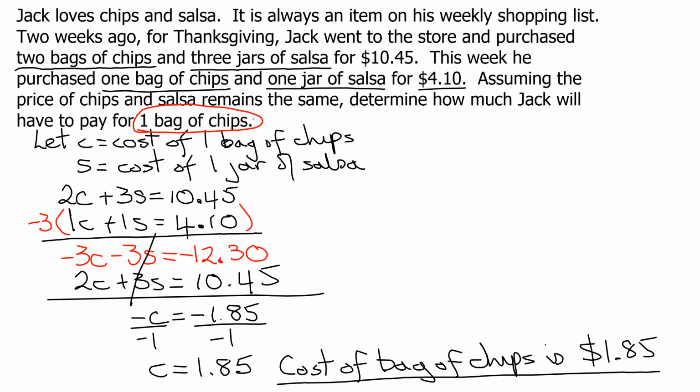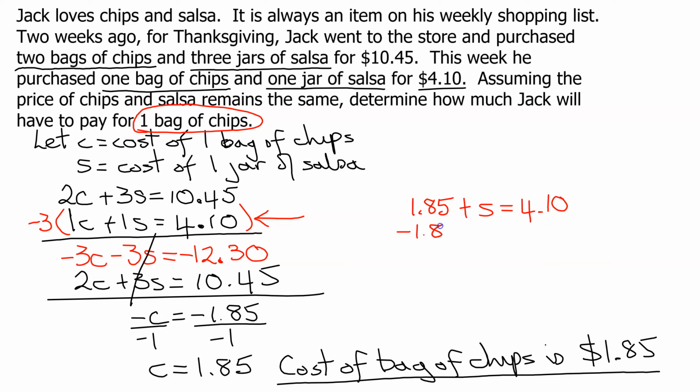But if this was a problem on the exam, I most probably wouldn't stop there. I'd also go back and find S. So if I wanted to find S to double check my work, I'm going to use this equation here. So I have 1C, which is just 1.85, plus 1S, S, equals $4.10.